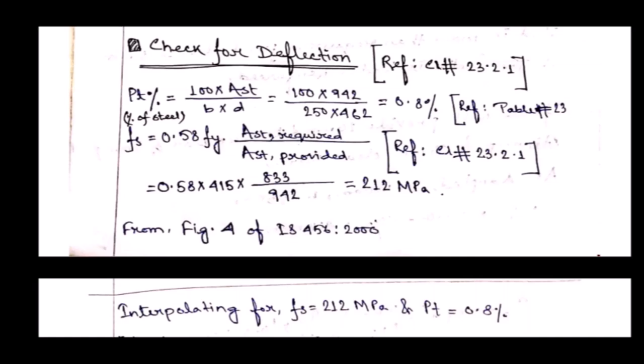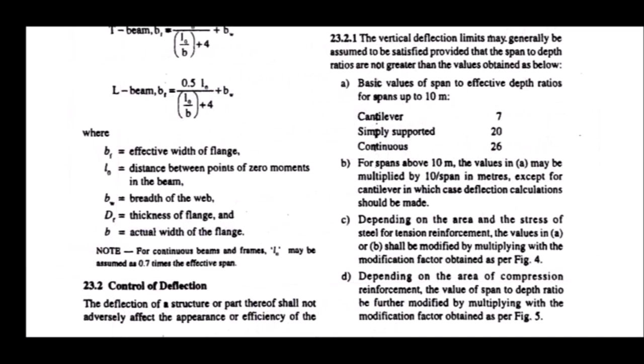For that, we have to go to clause number 23.2.1 and we have to check Figure 4 also. Let's go to the IS code. Let's check clause number 23.2.1. You may see in clause 23.2.1(a), the basic values of span to effective depth ratio, meaning length to effective depth ratio, three values are given depending upon the support condition: cantilever, simply supported and continuous. So in this problem, we are using simply supported. So the span to effective depth ratio, that means L by d, is equal to 20 for this problem.